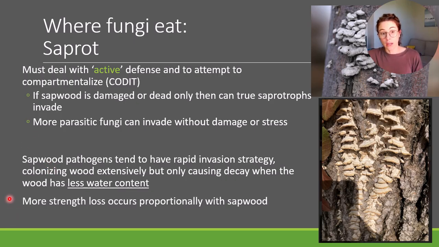Typically, there's more strength loss occurring proportionally with a sapwood rot, or sap-rot, than there is with a heartwood rot, or heart rot. And that's because, again, you're getting very offset decay. That internal decay is on the edge, and you see a lot more strength loss because of that. There's also generally a good amount of decline associated with a sap-rot.